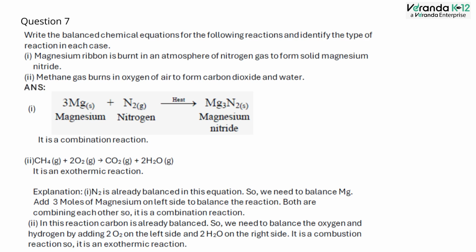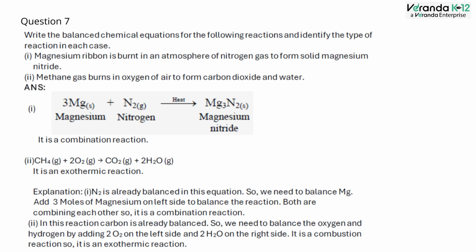gives Mg3N2. Second, methane gas burns in oxygen of air to form carbon dioxide and water. Methane CH4 plus oxygen O2 gives CO2 plus 2H2O. In this reaction, carbon is already balanced. We have to balance the oxygen and hydrogen. Since hydrogen is present as 4 in methane, we have to put 2 H2O on the right hand side to balance the hydrogen. Followed by oxygen, we have to put 2O2 on the left hand side.